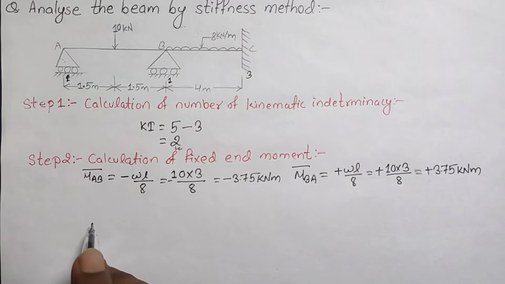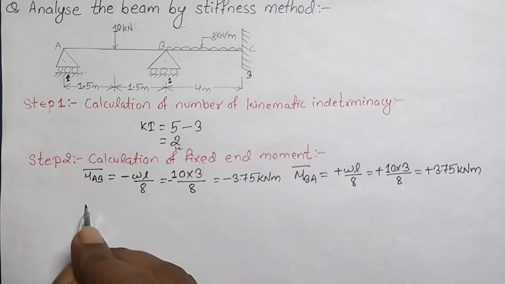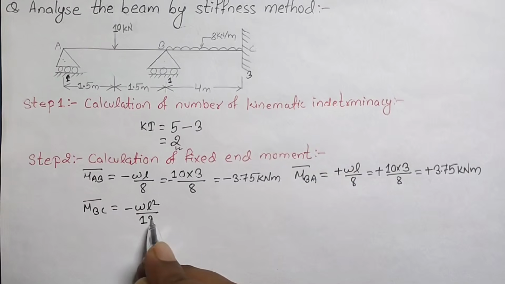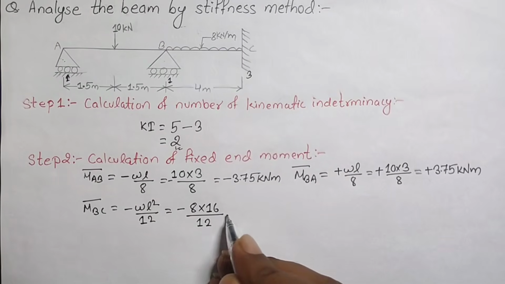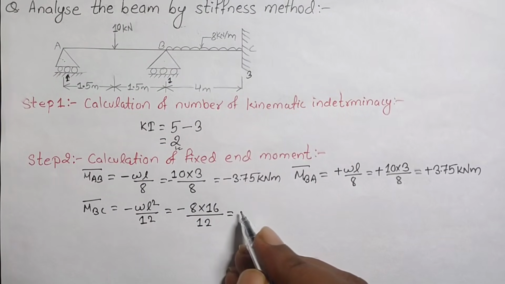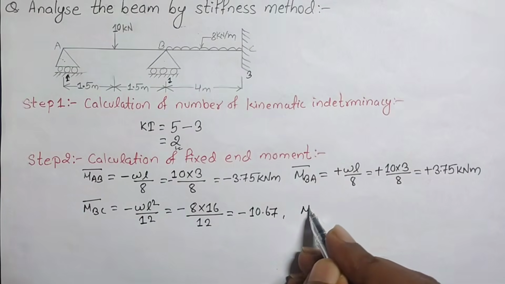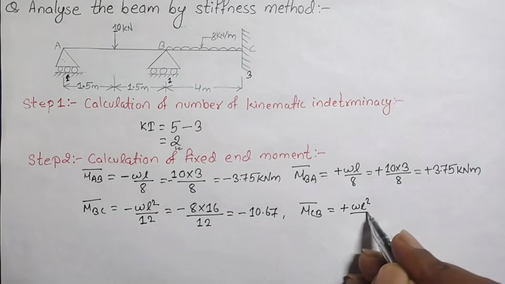Now guys, if I calculate the fixed moment of span BC, then MBC equals minus WL square by 12, which will be equal to minus 8 into L square, meaning 16 by 12, and on solving this we will get MBC equals minus 10.67. Similarly, MCB equals plus WL square by 12.